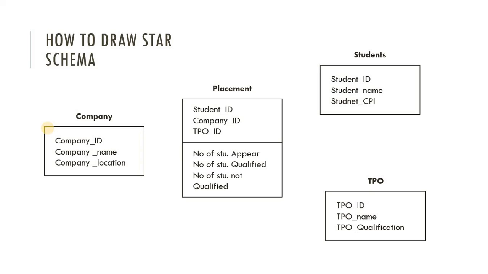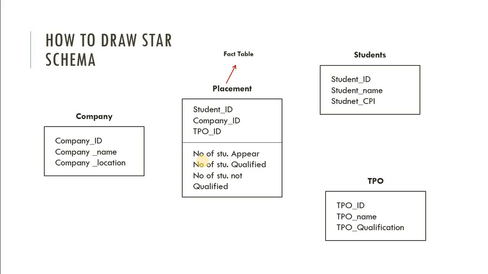So as I already said in our previous lecture, the fact table contains the primary key as well as the measures. Okay. So here placement becomes the fact table. Why? Because it contains the primary key of all other tables like company, students, and TPO. And also it contains its own measures. Now what is the term measures? Measure is a numeric value. Here we can see that number of students appeared is a numeric value. For example, 40. Number of students qualified, 10, is also a numeric value.